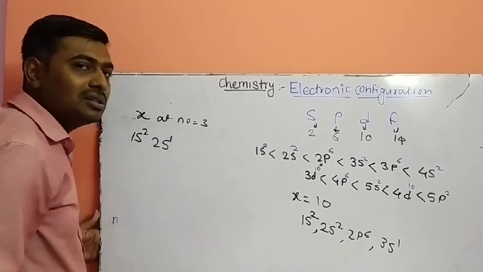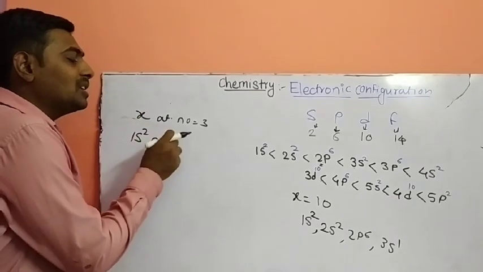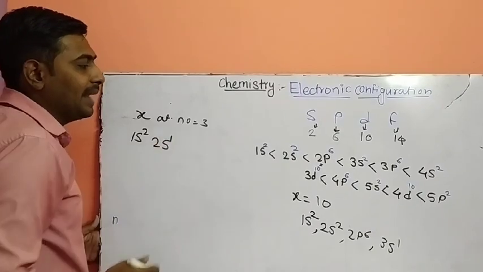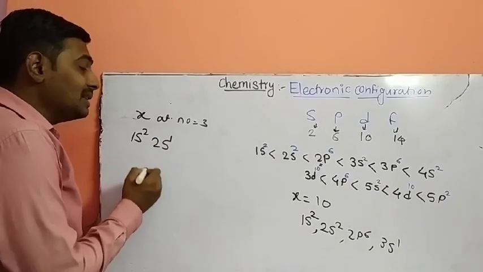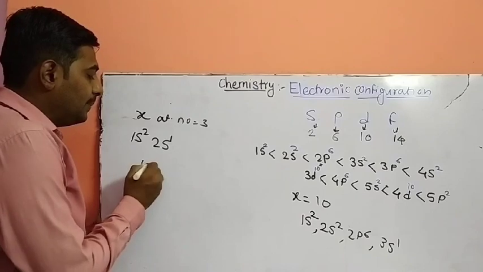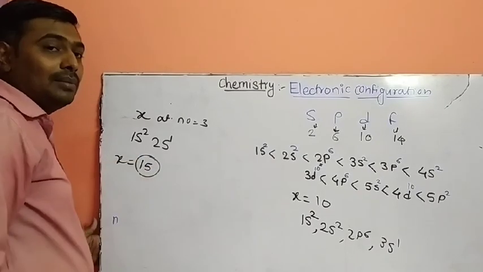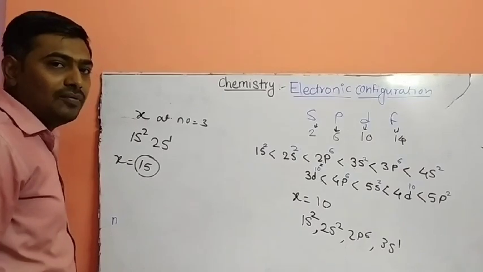Only 1, because to complete 3 number, 2 plus 1 is 3. 1 electron remains only. Next, if atomic number is 15, X is any atom with atomic number 15. So what should be the electronic configuration?